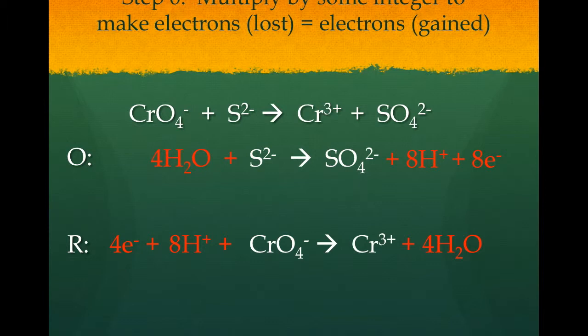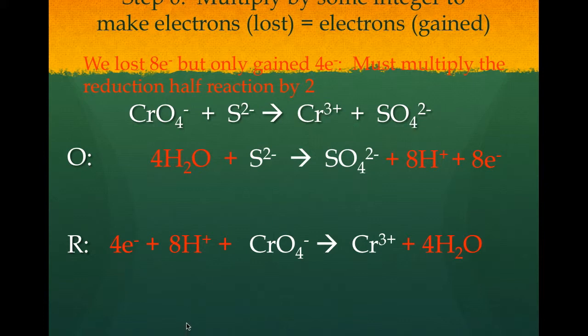All right. Hopefully you realize that we lost 8, but we gained 4. So we must multiply the reduction half reaction by 2. So 4 electrons become 8. 8 H pluses become 16. We have 2 chromate, 2 chromium, and 8 water.